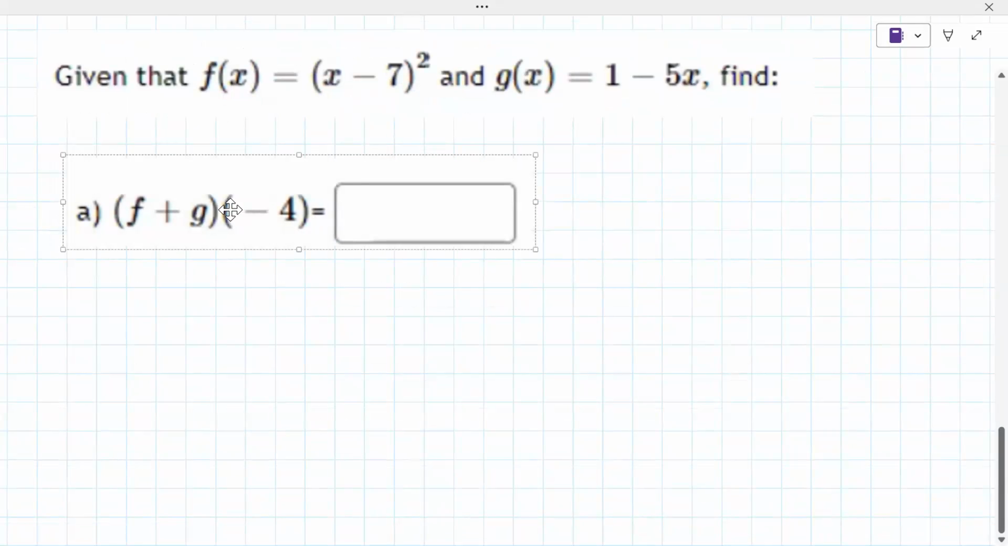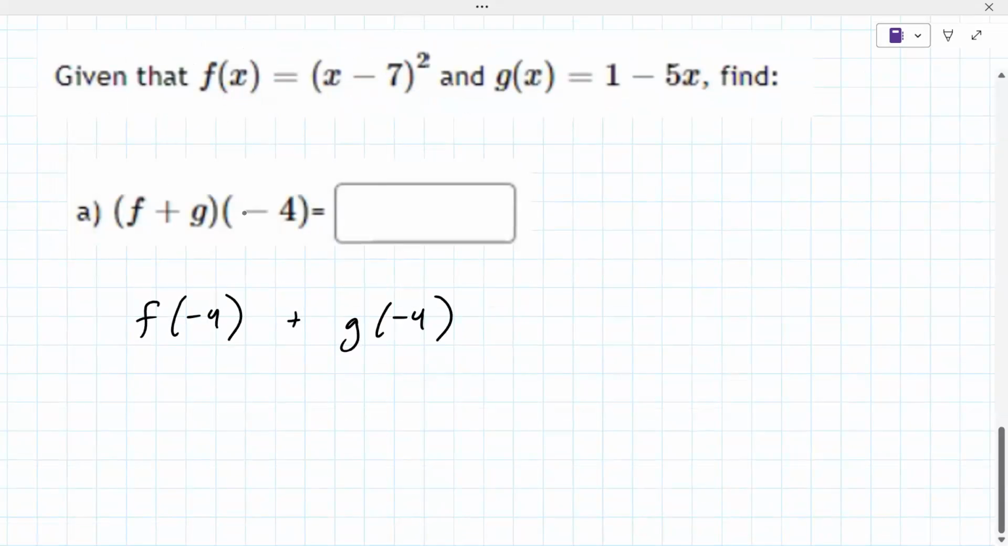I'm ready. Okay, so kind of the same notation in f plus g of negative 4. What this means is find f of negative 4, g of negative 4, add them together, and see what you come up with. So we've got to now go back to our functions and figure out, what is the value of these?